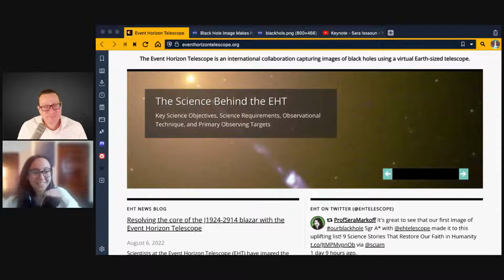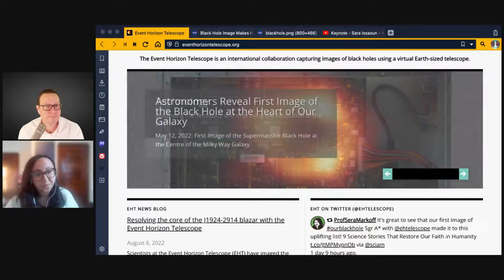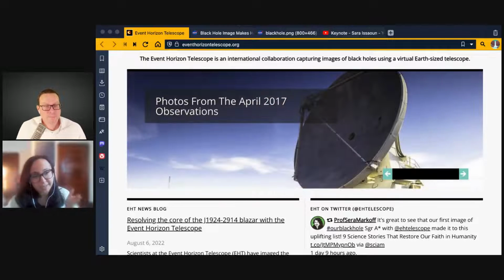So there's one at each of our telescopes that time tags the data as it arrives at each site. And then we record that data onto hard drives. And then we ship those hard drives to a central computer in which all of the data from all the telescopes are combined and aligned together to synthesize a virtual telescope the size of the Earth. So that's how we do it.